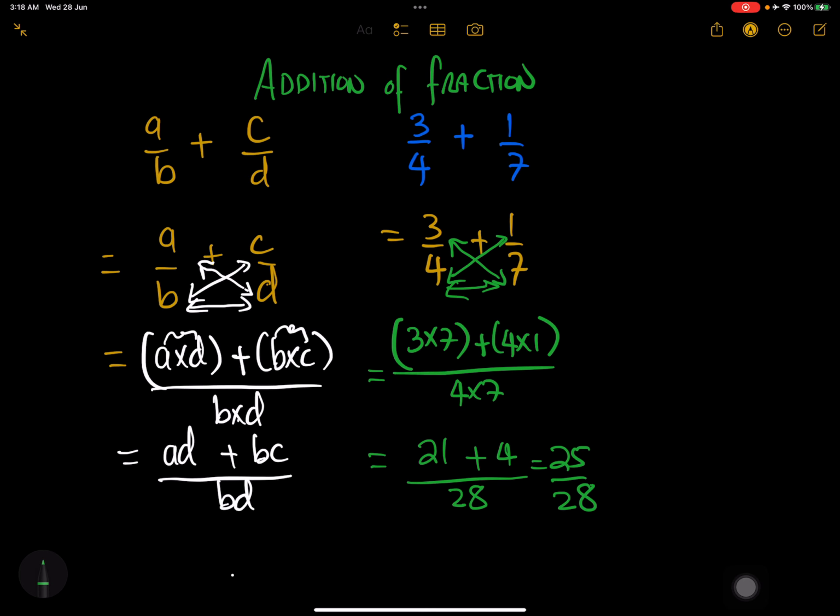I hope this helps. Then let's move on to subtraction. Let's look at subtraction of fractions.